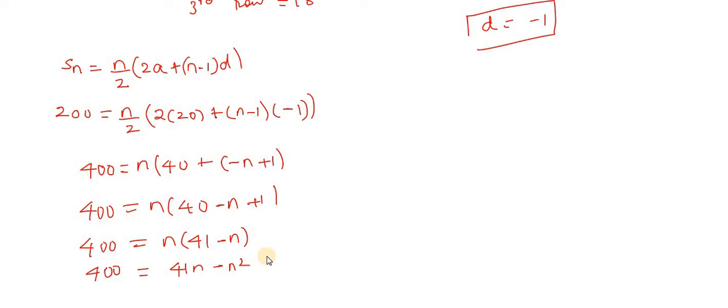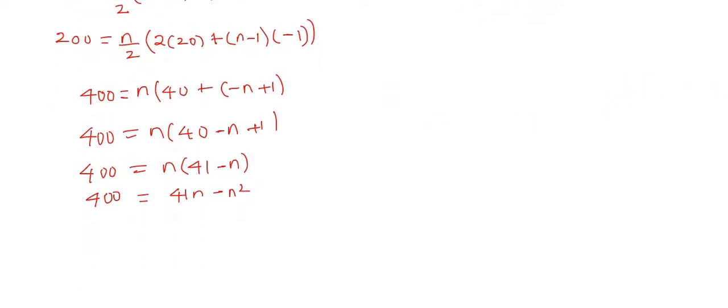Now do one thing: bring everything to the LHS. Whatever is in the RHS, bring it to the LHS. It forms a quadratic equation. Here minus n square is there, so bring it to the LHS and it becomes plus n square.